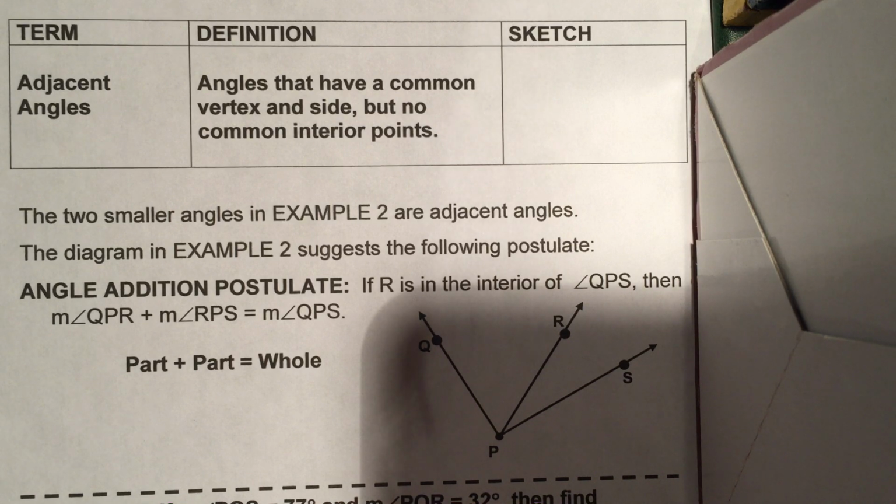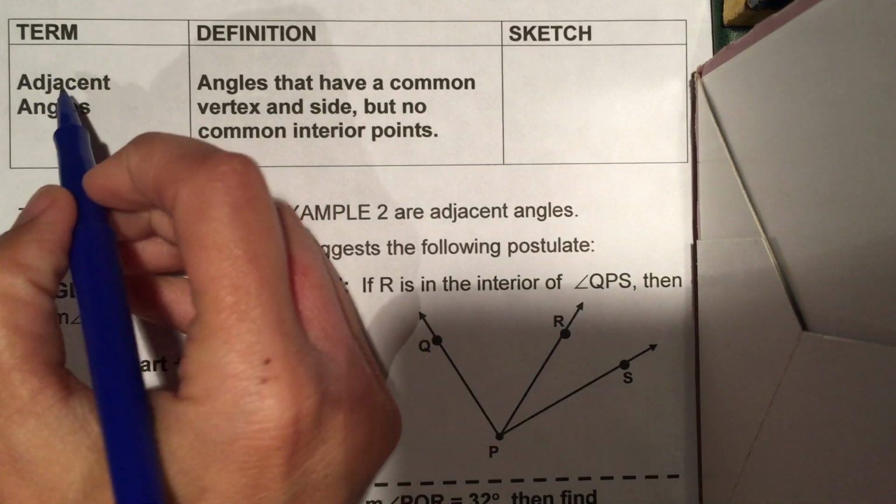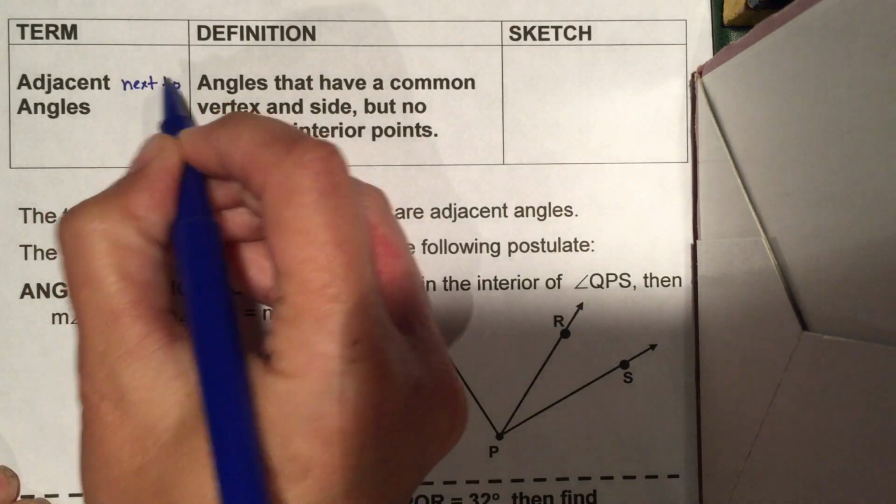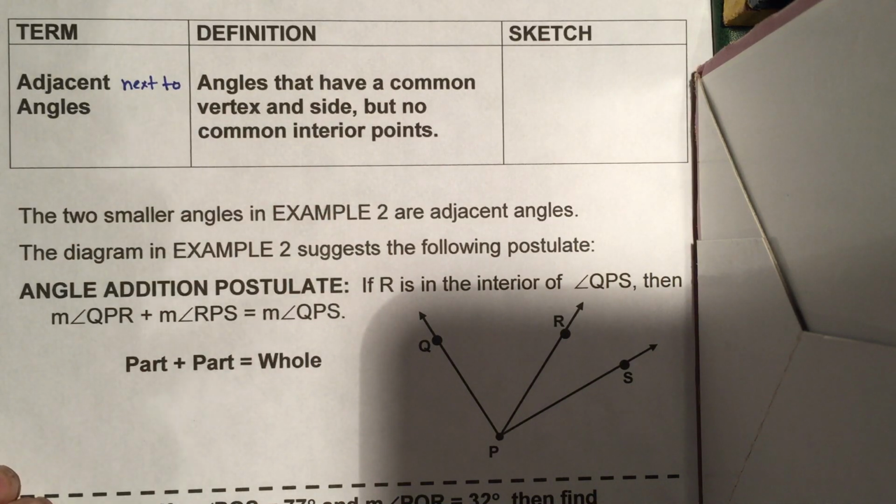We're going to be looking at special types of angle pairs. And the first one we're looking at is adjacent angles. Now, adjacent means next to. When you have adjacent houses, you're right next to that person. If you have adjacent cars, you're parked right next to each other.